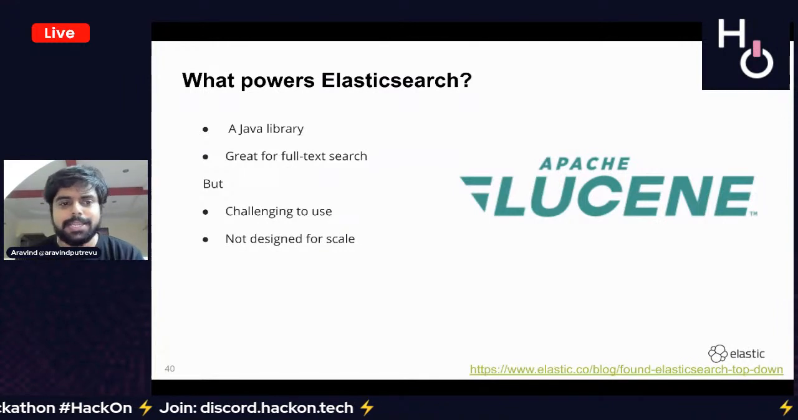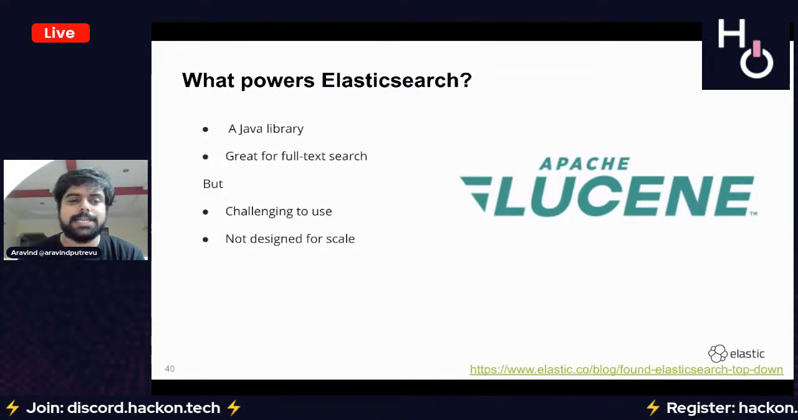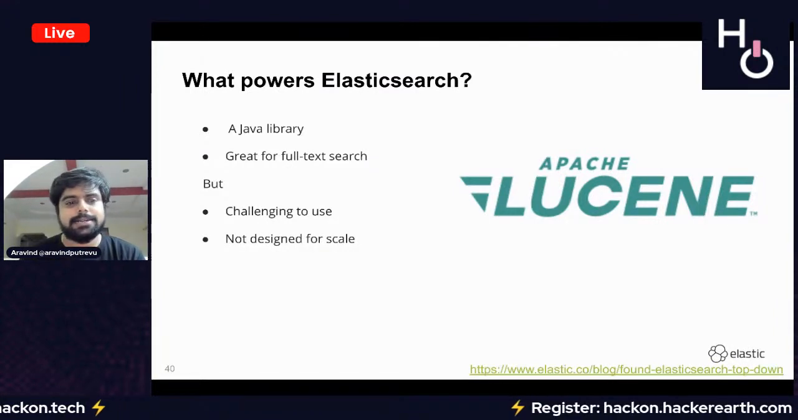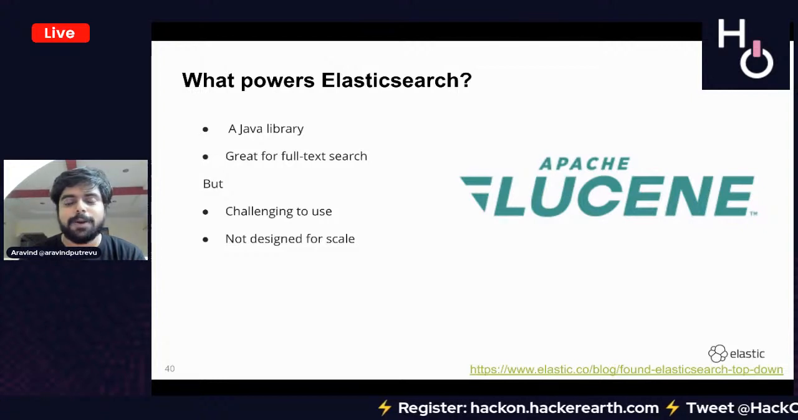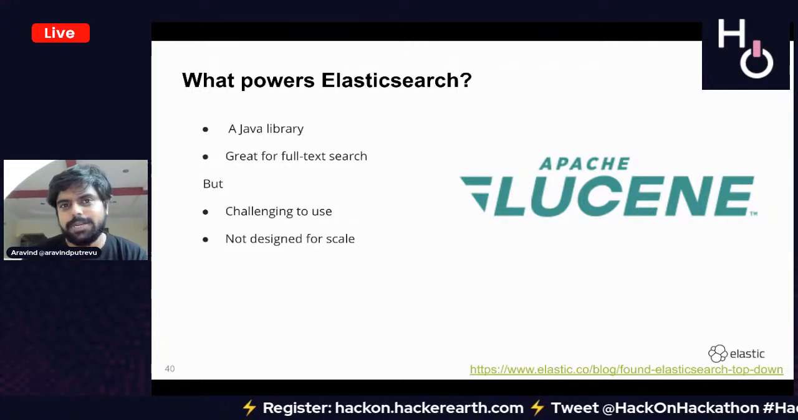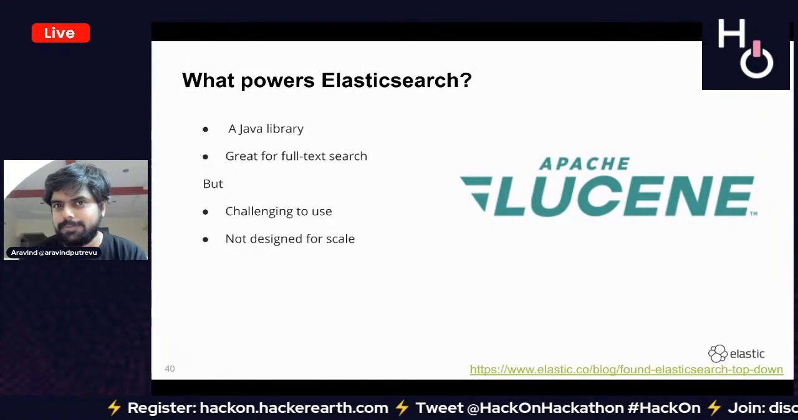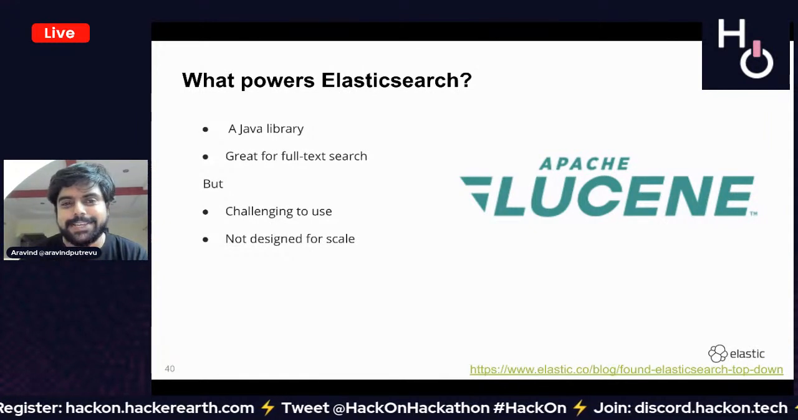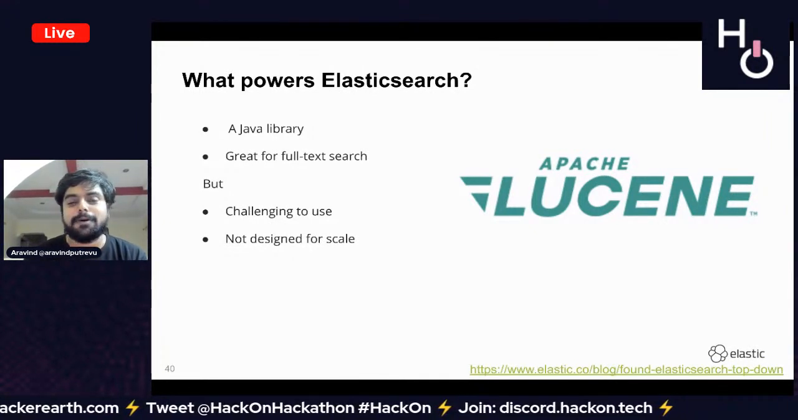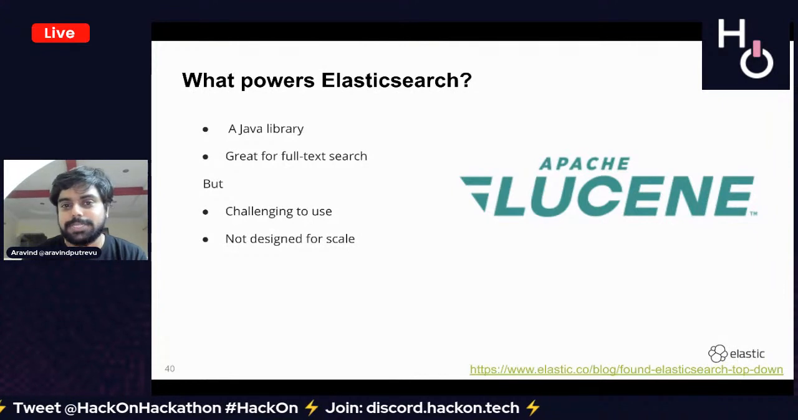A popular question that I keep getting when I talk about Elasticsearch is, what is Elasticsearch powered with? Is there a MySQL DB or is it Oracle DB, I guess, that is powering Elasticsearch? Actually, not. Elasticsearch is powered by a Java library called Apache Lucene.